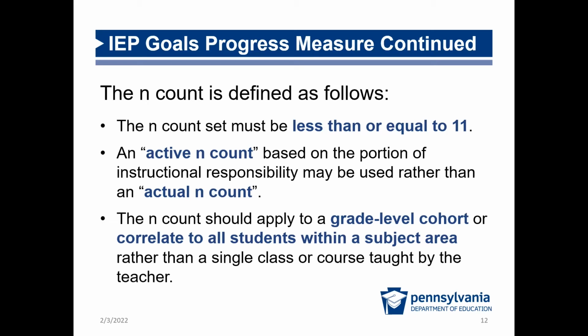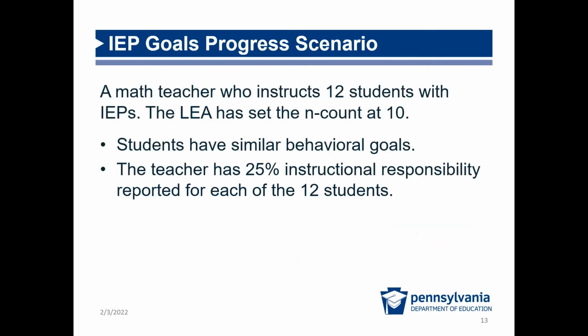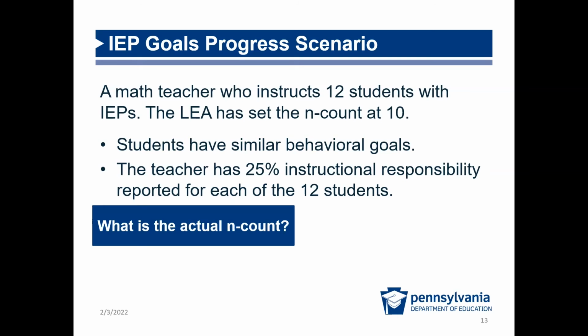All right, we're going to give you a scenario. I am a math teacher who instructs 12 students with IEPs. My LEA has set the end count at 10. Okay, now let's look at the IEPs. These 12 students have similar behavior goals, but my responsibility is 25% instructional responsibility for each of the 12 students. So, question number 1, what is the actual end count? Please drop that into the chat.